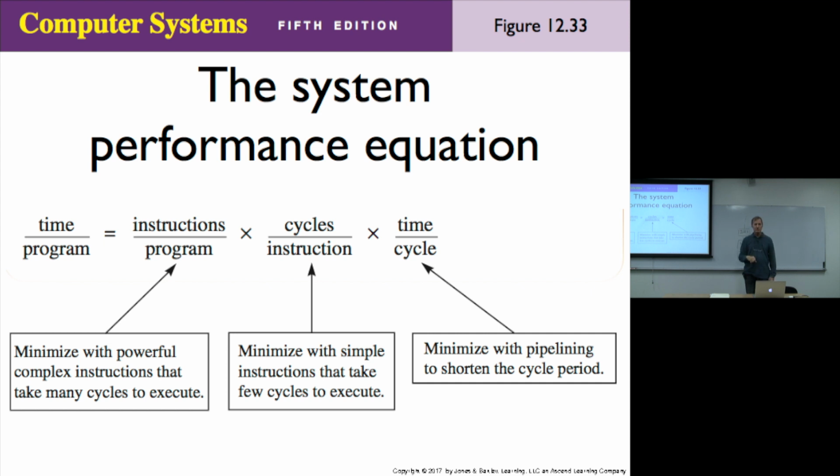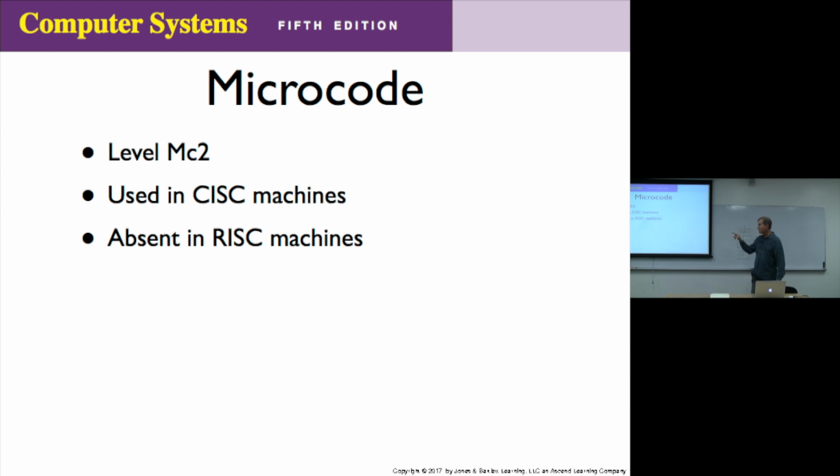The RISC. So the programs are going to be bulkier. But you see, in the early days, memory was expensive and small. But nowadays, what? Oh, we can afford it. Are you with me? See, so that's one of the things that happen. So microcode, level MIC2, it's used in CISC machines, but it's absent in RISC machines.